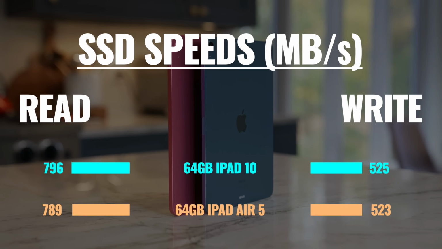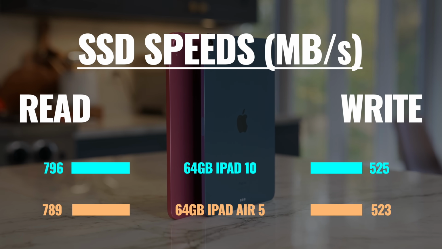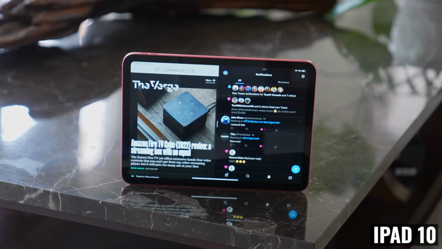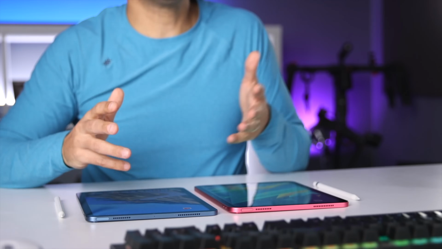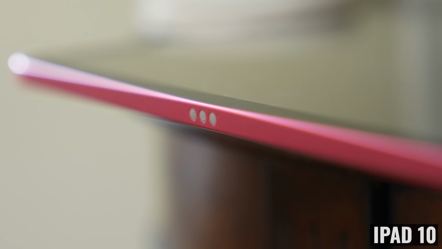And another interesting difference has to do with file transfer speed. So even though both 64GB models had similar SSD read and write speeds, the same 940 megabyte clip took significantly longer to copy onto the iPad 10 than the iPad Air 5. Now, finishing up the design differences, the smart connector on the iPad Air 5 is on the back versus the side of the iPad 10, and that leads to different types of Magic Keyboard compatibility.